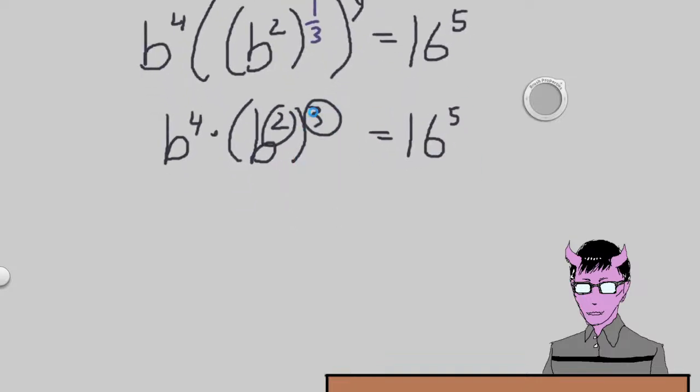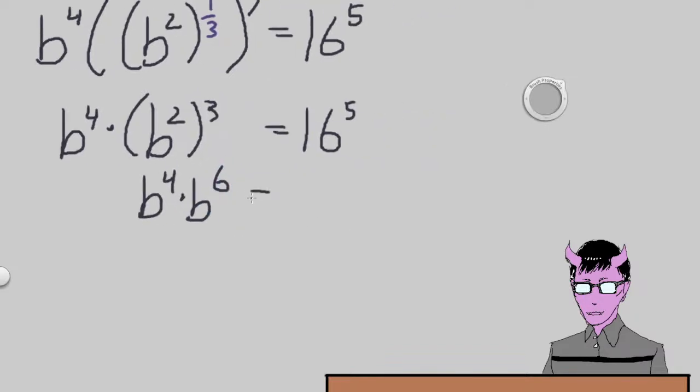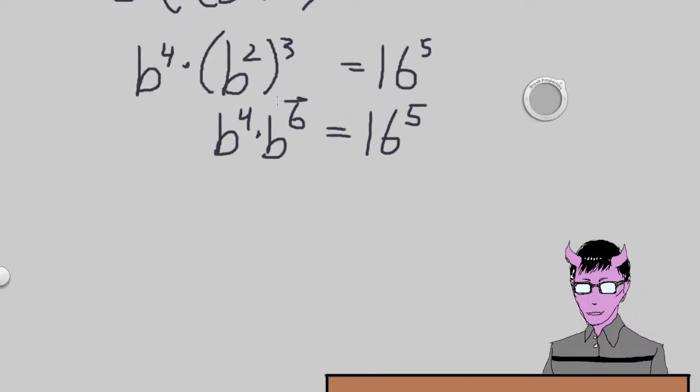Alright, so we have more distributive property of exponent. Distribute the exponent: b to the power of 6, 2 times 3. Don't do plus. Plus is when you're multiplying same bases. This is distributing exponent. Copy paste this. Alright, and you probably see where this is headed. Now that we have same base, we summate the exponents. So b to the power of 10.